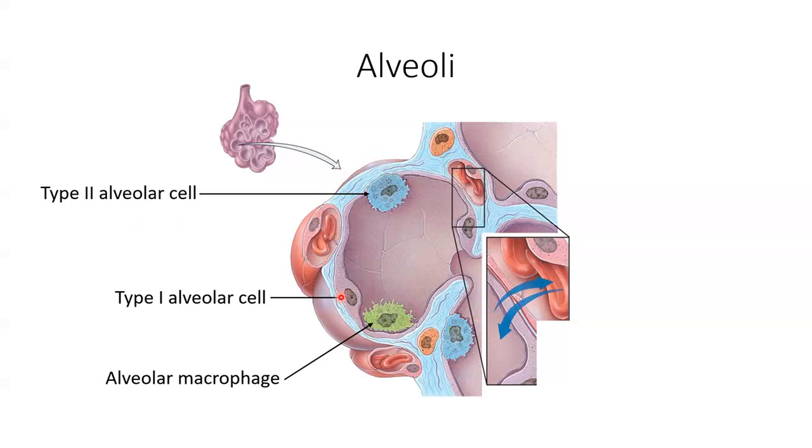Now, also associated with the alveoli wall are our alveoli macrophages. These are simply phagocytes that remove any fine dust particles that have made their way into the alveoli, as well as any other debris that we find in this region.